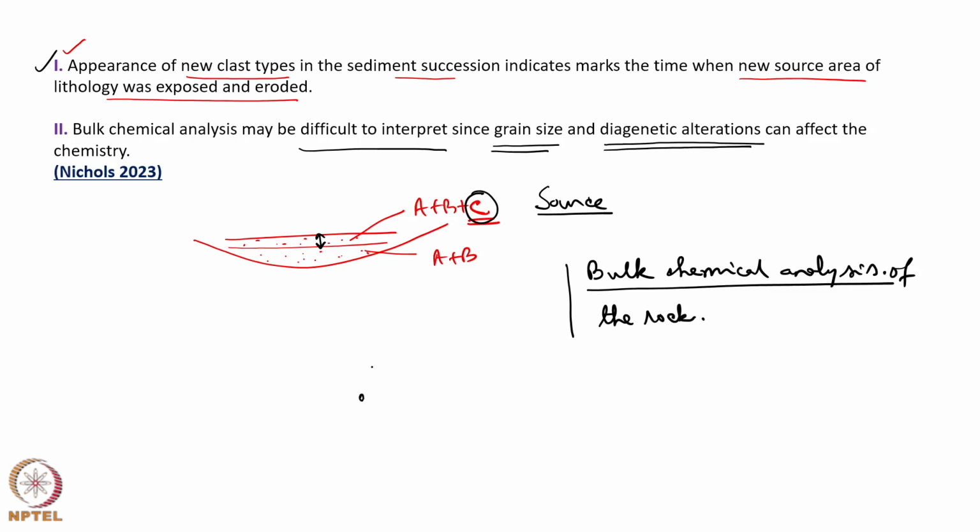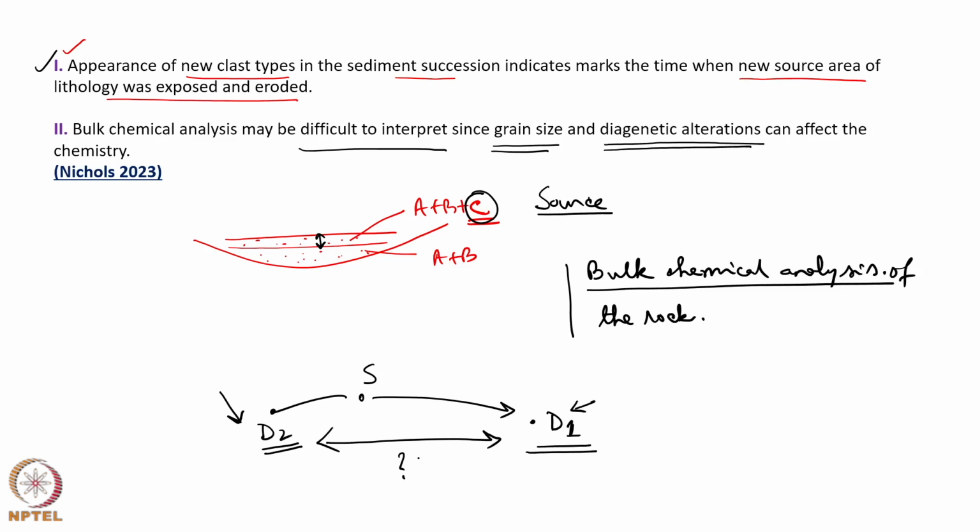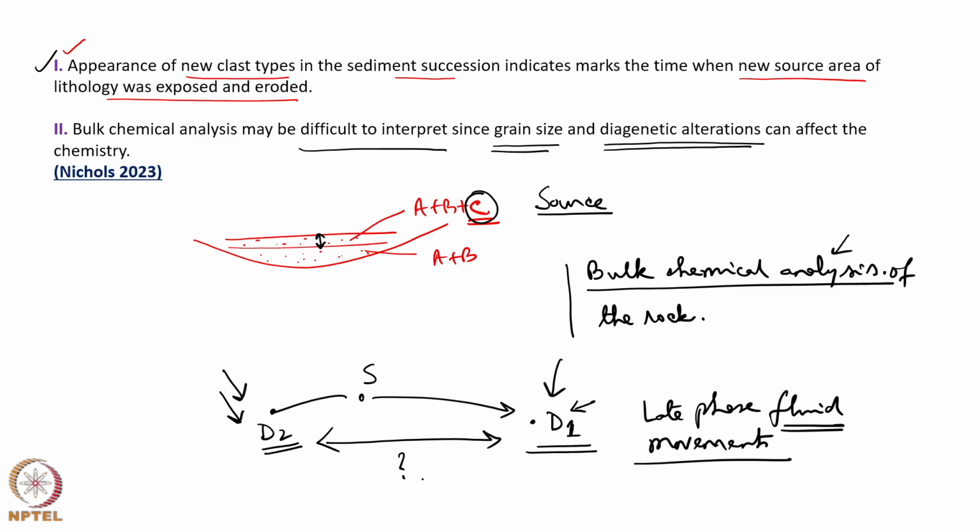The same source S has given rise to deposition D1 and D2. Now, in D2, if the diagenetic alteration is too much or different from D1, then by geochemical analysis D1 and D2 might be difficult to correlate, and this becomes a problem of the bulk chemical analysis of rocks. Just like diagenetic alteration, late phase fluid movements, depending on what kind of fluid is coming in contact with D1 and D2, there can be chemical changes, and that can preclude a correlation between D1 and D2 even though they can be coevally deposited.